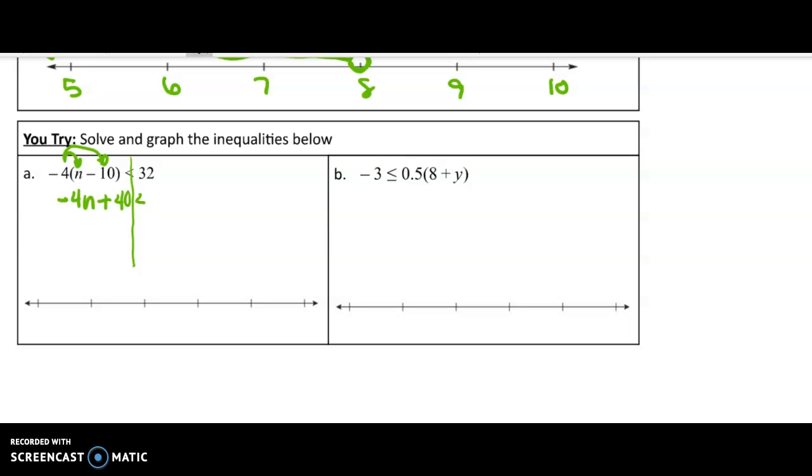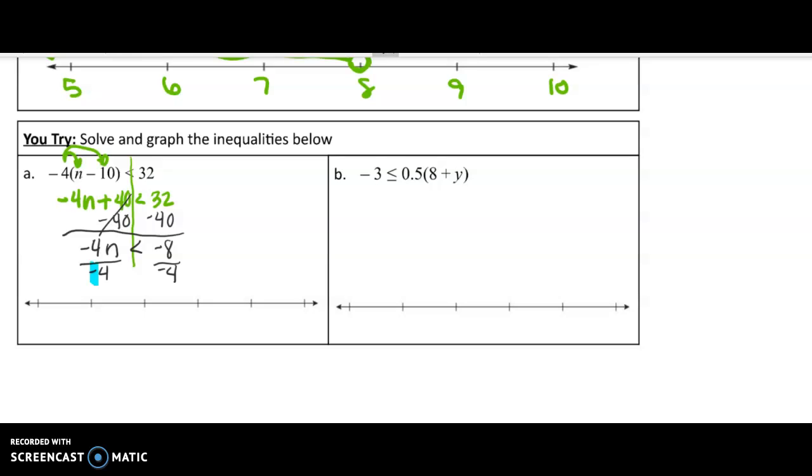It's going to be less than 32. So now I'm adding 40, so I've got to do the opposite. I'm going to subtract 40 from both sides. That gives me -8. Then I am going to divide by -4 on both sides because I was multiplying by -4.